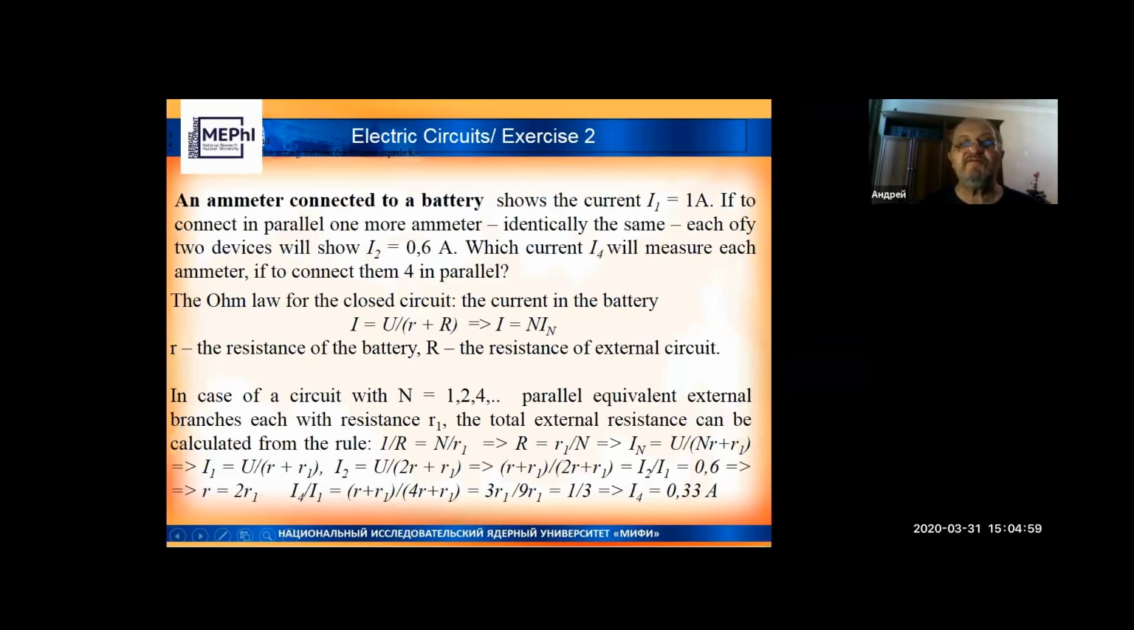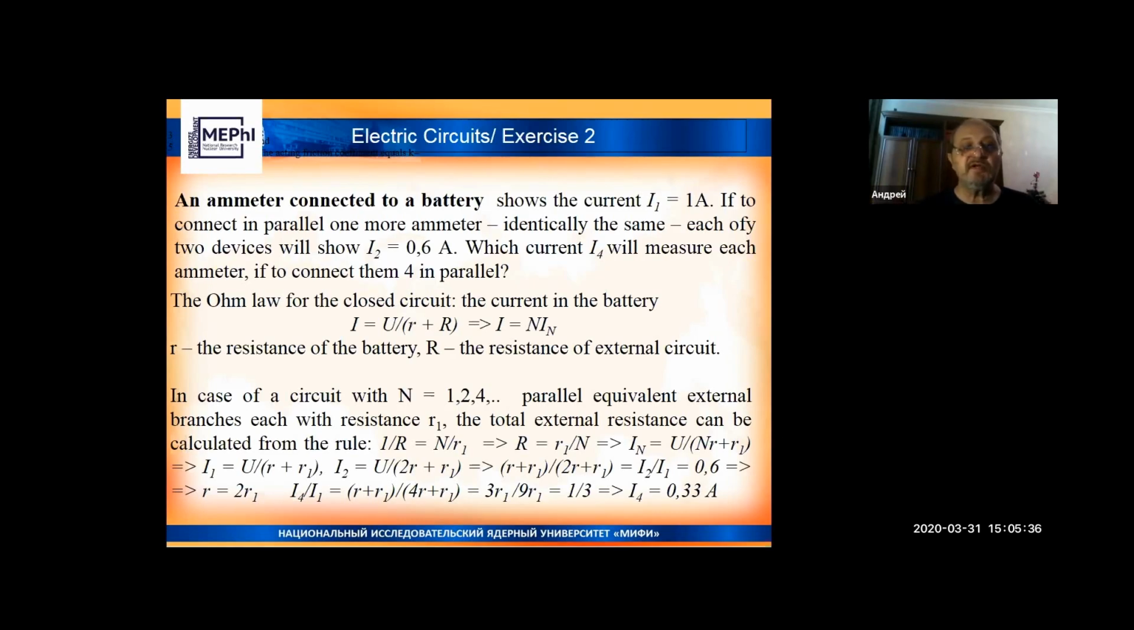So, if you have the external circuit consisting of several ammeters, n ammeters, and maybe 1, 2, 4 in this exercise, all in parallel and all equivalent by characteristics, then it means that the total current flowing through the battery would divide into all the ammeters equally. So the current registered by each ammeter multiplied by the number of ammeters will give you the current in the battery. I think it's evident.